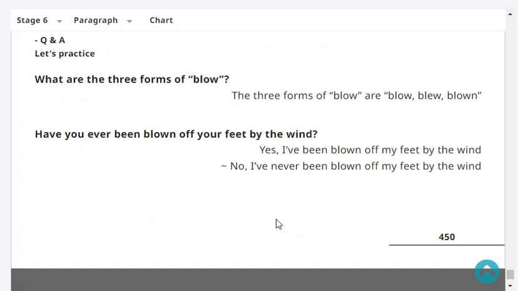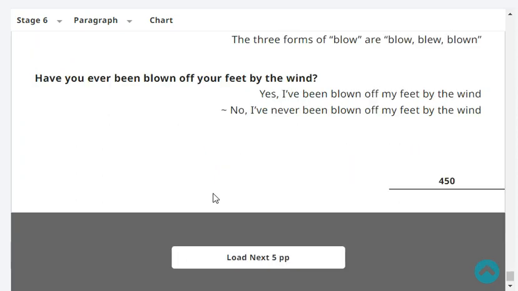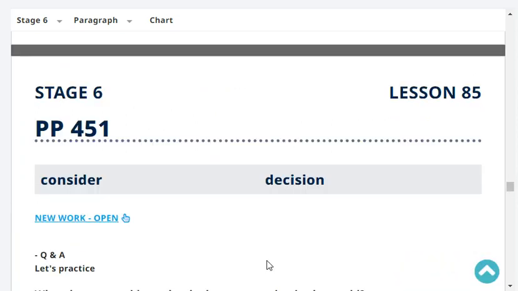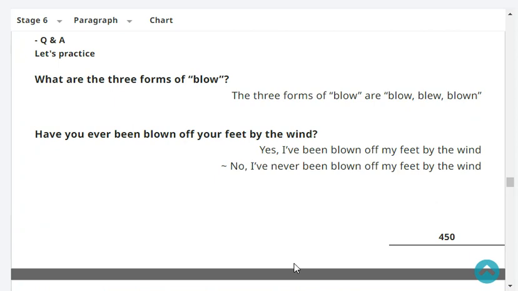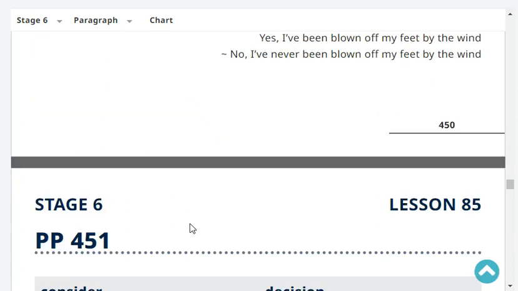Okay, let's practice. What are the three forms of blow? The three forms of blow are blow, blew, blown. Have you ever been blown off your feet by the wind? Yes or no? No, I've never been blown off my feet by the wind.